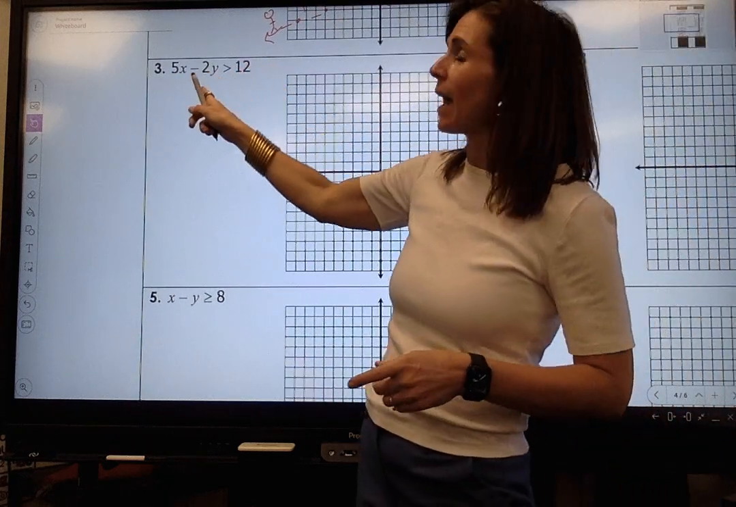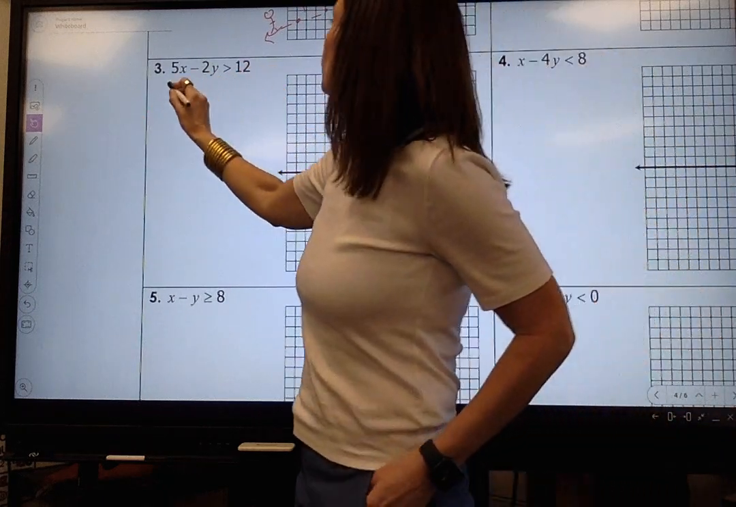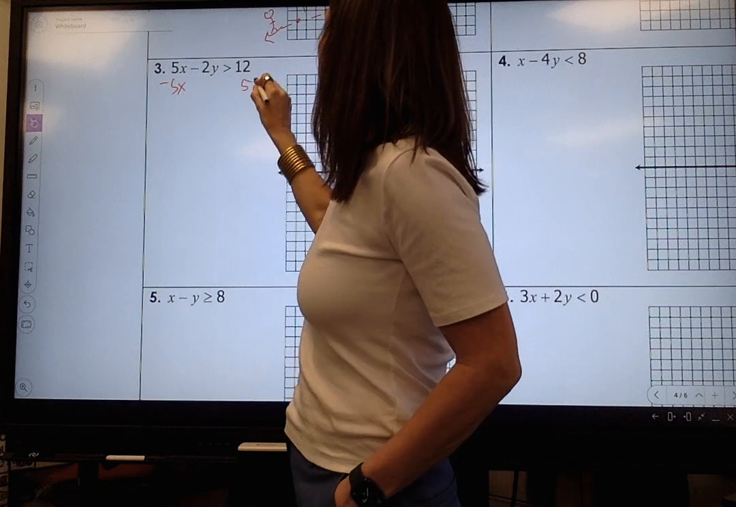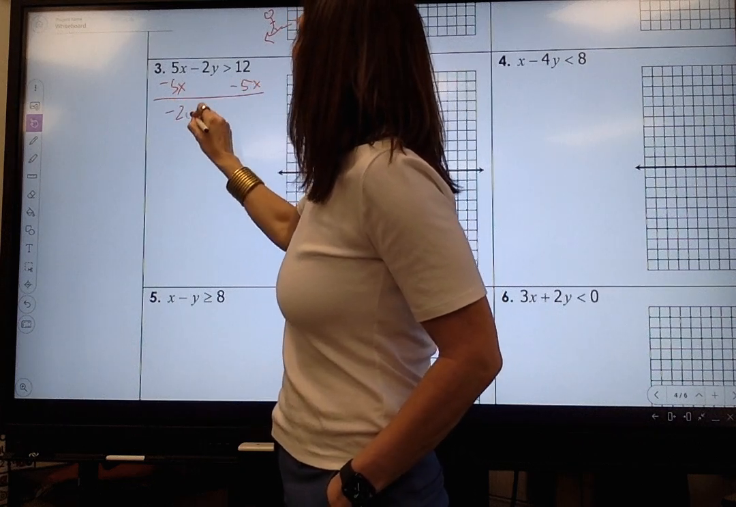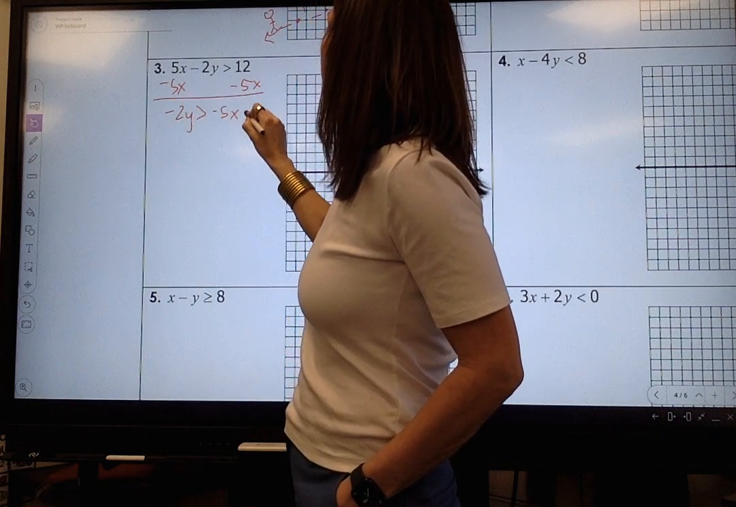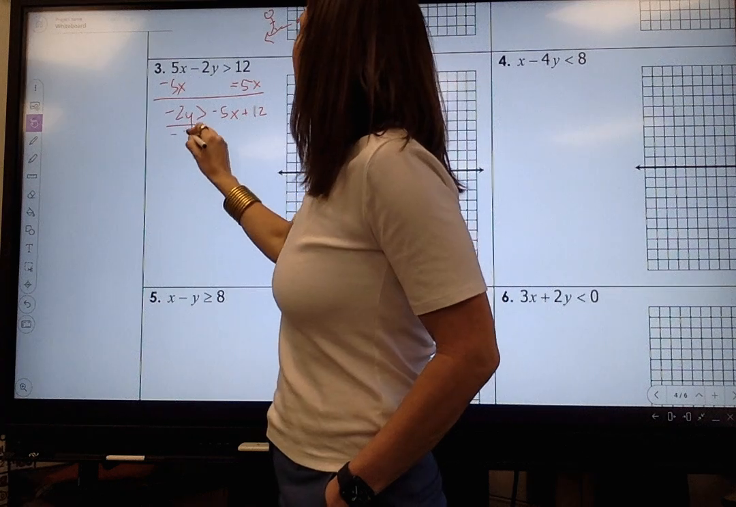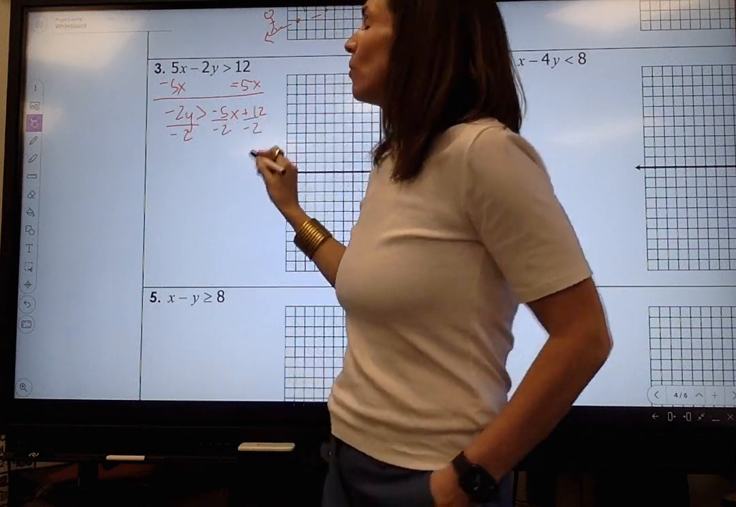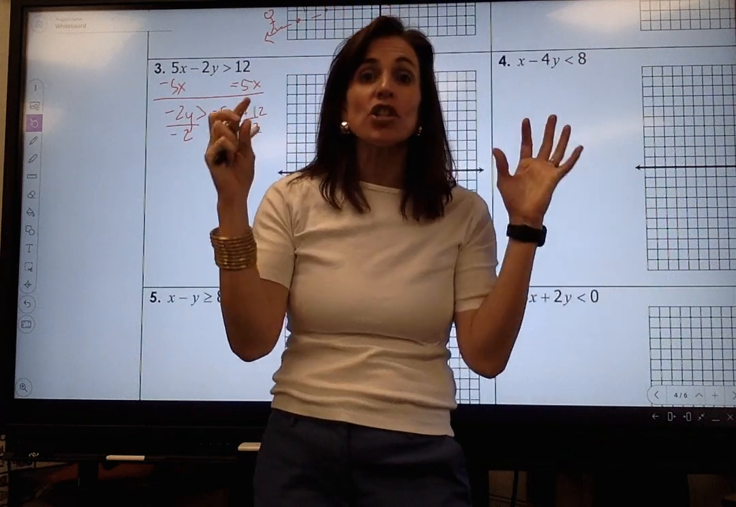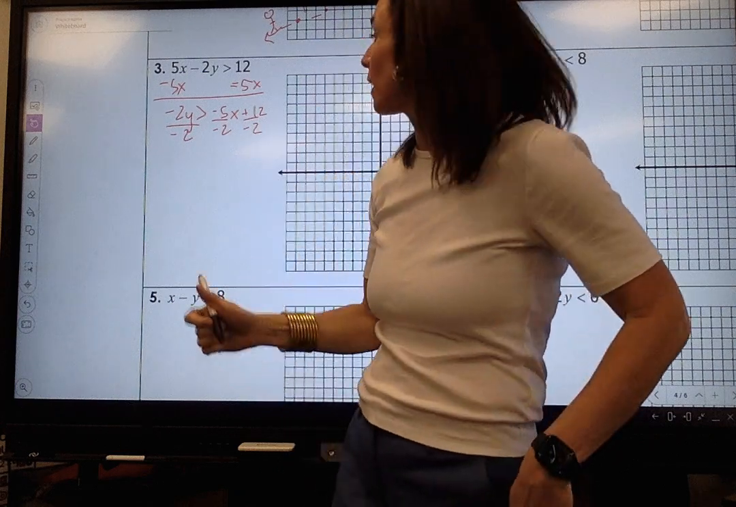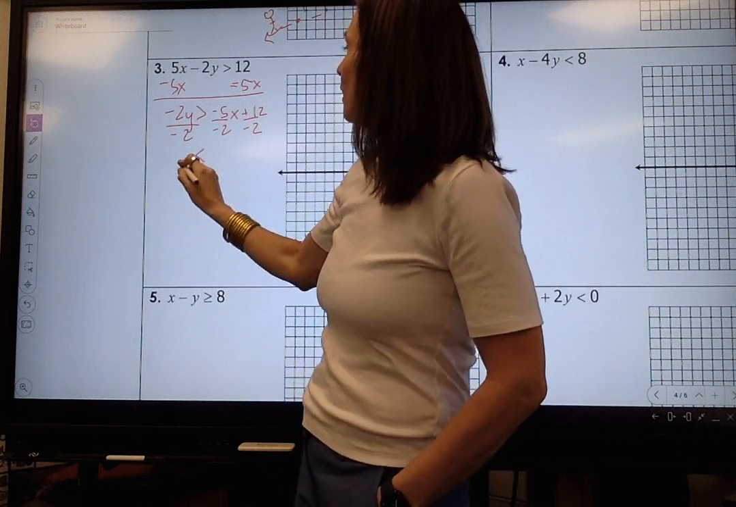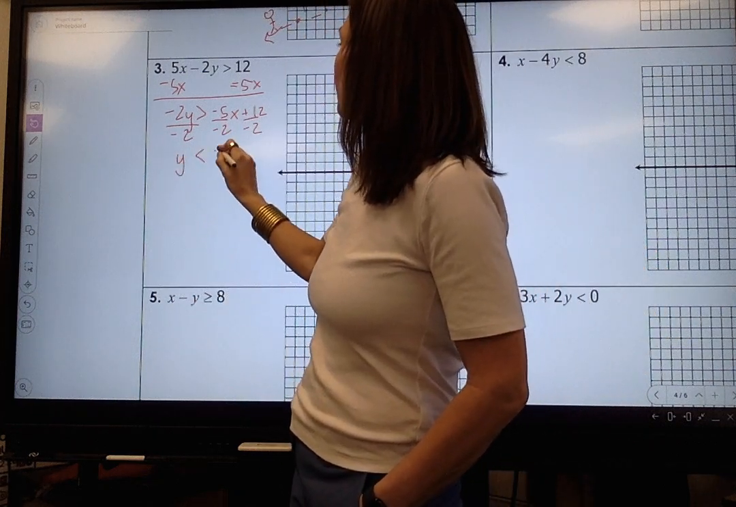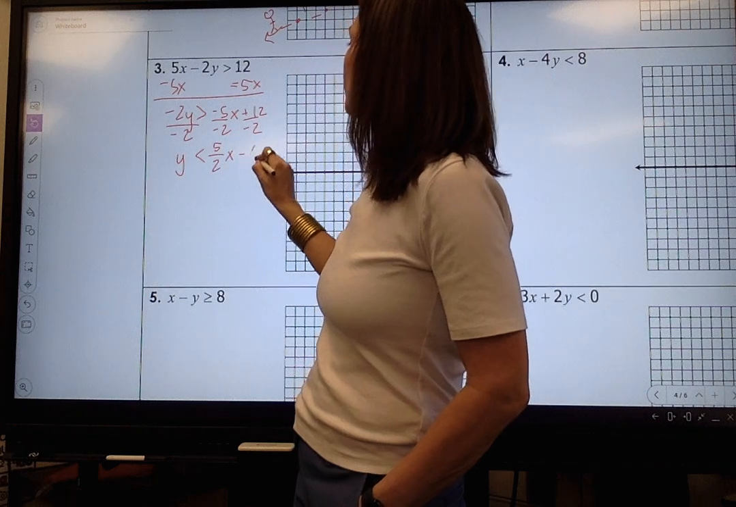All right, let's look at number 3. My first step is I have to get y by itself. So I'm going to subtract 5x from both sides. Negative 2y is greater than negative 5x plus 12. I divide everything by a negative 2. Remember, this rule doesn't change. If you divide both sides by a negative, you must flip your sign. And I get y is less than 5/2 x minus 6.